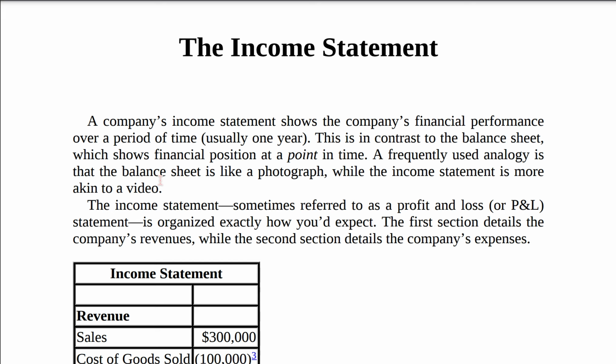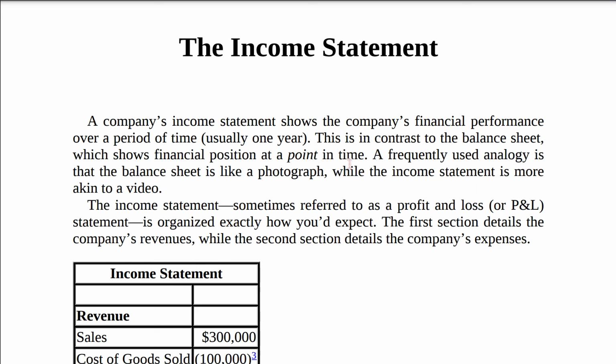Balance sheet shows the financial position of a company as on a certain date, but the income statement, which is also called the profit and loss account or profit and loss statement, shows the financial performance of a company over a period of time, usually 1 year. It can also be quarterly statements, but usually it will be 1 year. This is in contrast to the balance sheet, which shows financial position at a point in time.